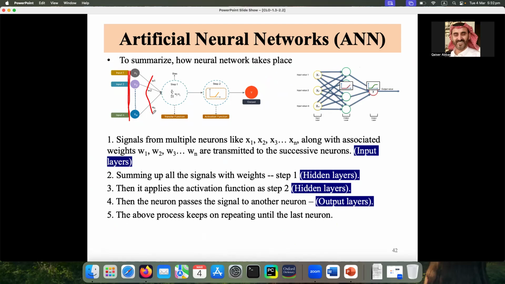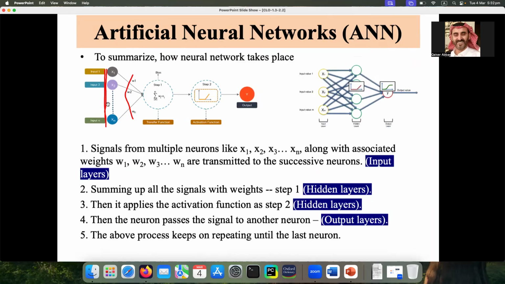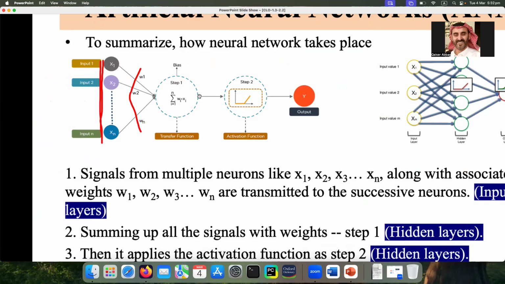And what is the next step? Multiplying and summation. Sigma from i equal to 1 to n. Here we are multiplying, which we already know. We are multiplying these weights with the respective inputs in this step. You can call it the transfer function. We are multiplying and adding, and then we can add a bias into it.